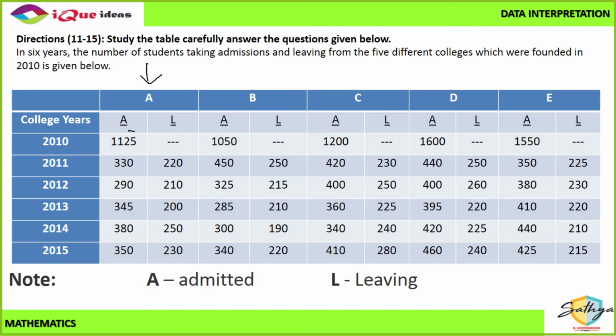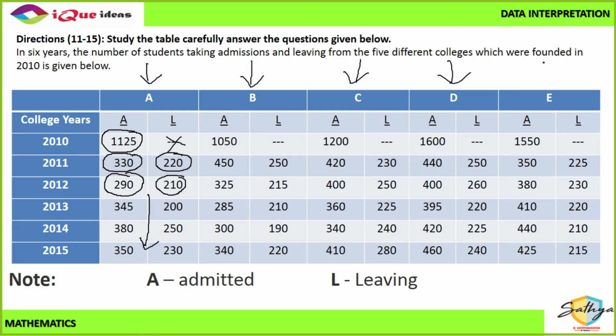So in 2010, 1125 students got admission. In that same year obviously nobody will leave. Then the next year 330 students joined and out of the total, 220 students left. After that in 2012, 290 students joined and then 210 students left, and so on and so forth. Like this, the data for 5 different colleges of how many students are joining and leaving every year is given.